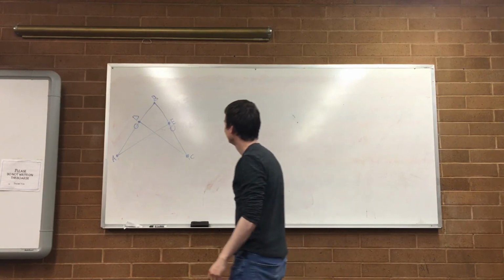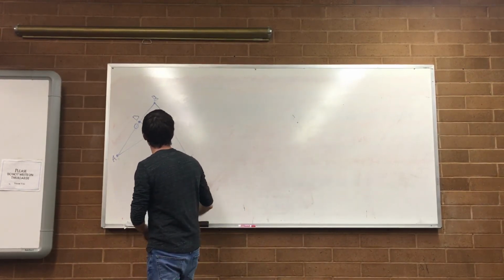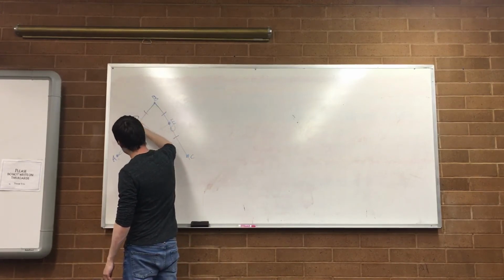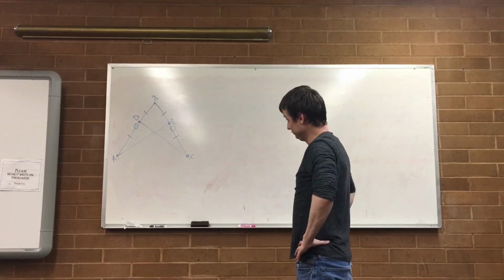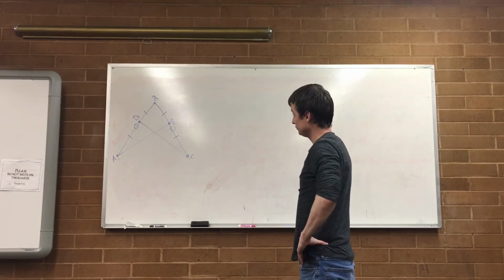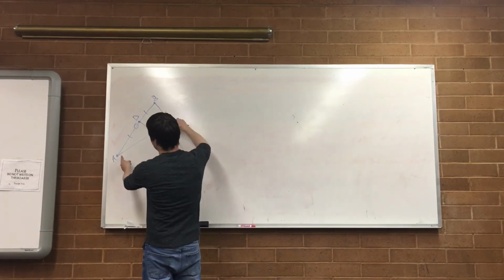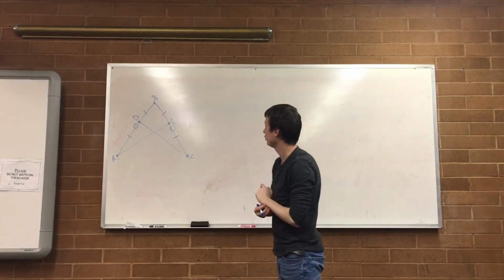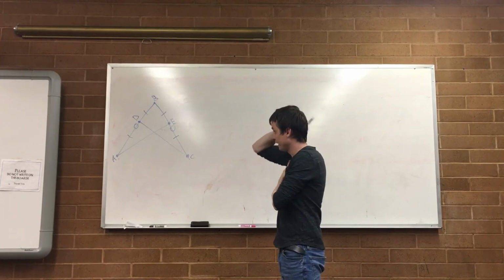Then you have the same midpoints. D and E are midpoints. So I know that that's congruent to that, and that's congruent to that. And then you're proving that AE is congruent to CD, that this side is congruent to this side. Once again, we're just going to prove congruent triangles and then go from there.